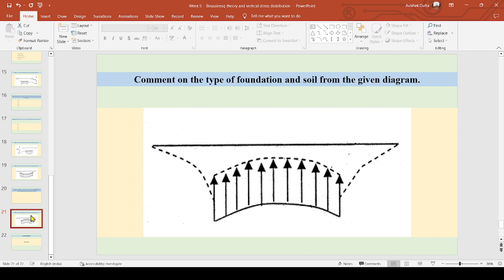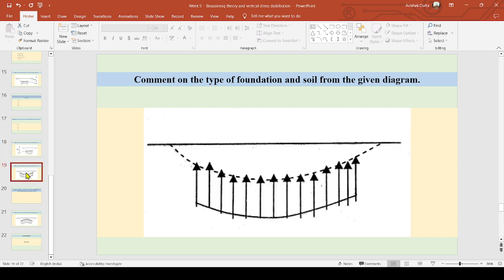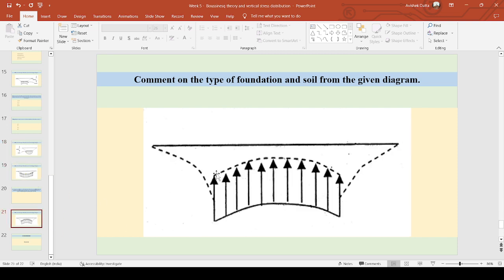A similar question like the previous one. Even here, the type of pressure is uniform. It was not uniform over here, but it was uniform over here and it is uniform over here. And this is the diagram of the settlement. This is how the soil is settling, or the foundation is settling on the soil.